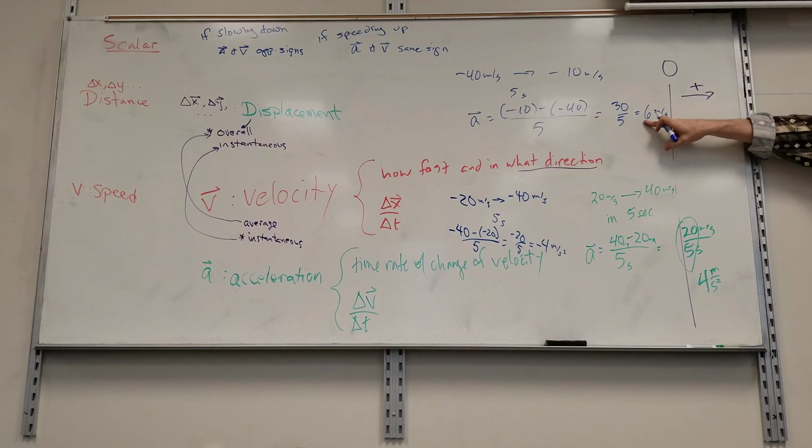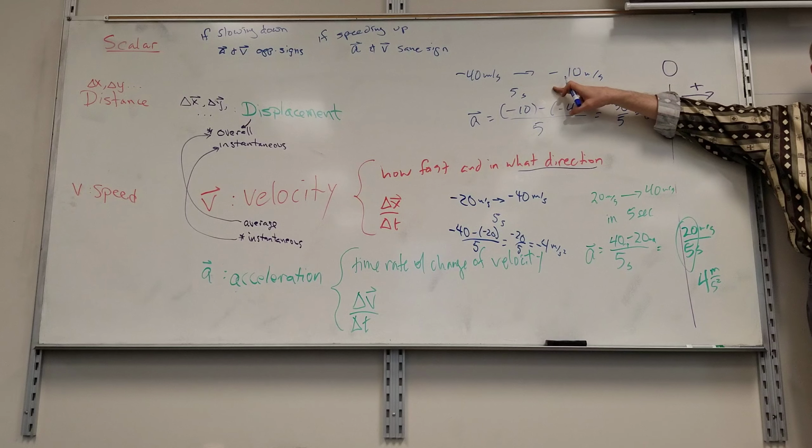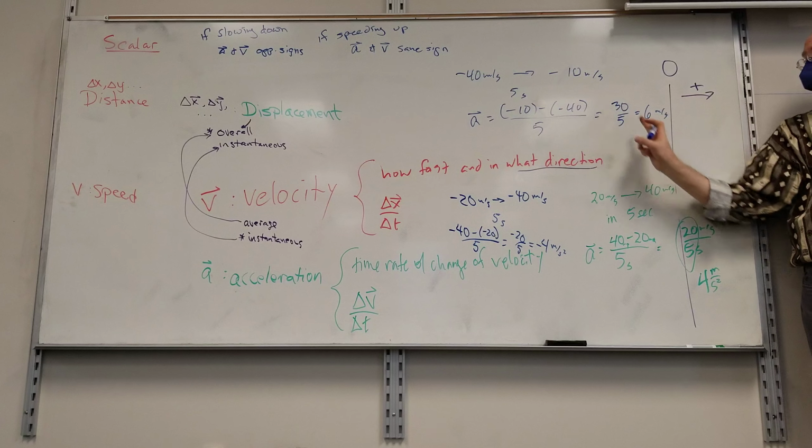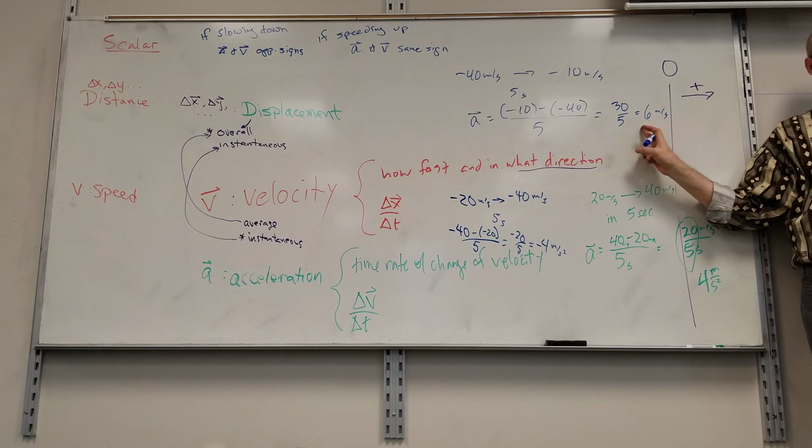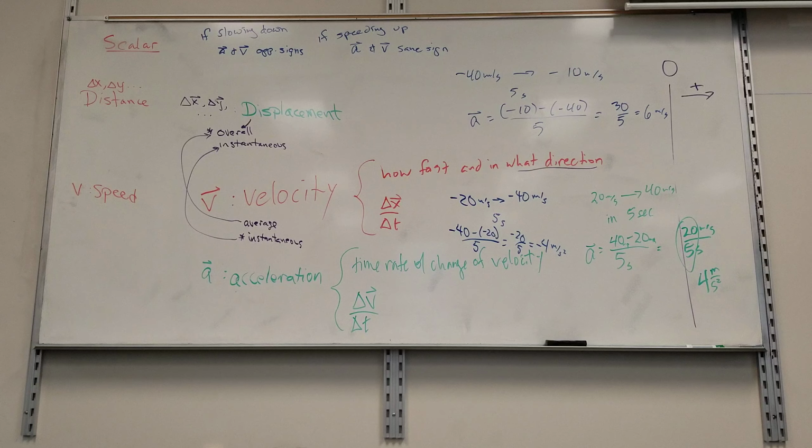My acceleration's positive, but I slowed down. My velocity's negative, my acceleration's positive. They're sort of fighting against each other. Questions to here? I'm about to talk about a different way of looking at the exact same thing.